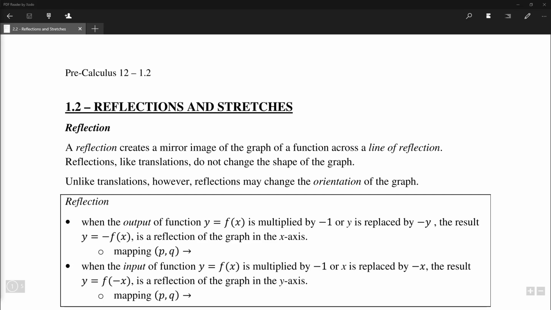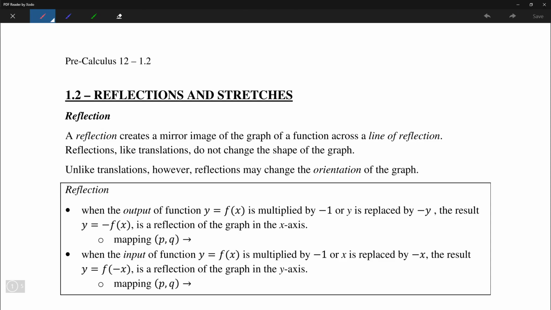Hello everyone, so today we're going to go over section 2.2, reflections and stretches. So reflections create mirror images of graphs over some line of reflection, usually the x or y axis. So like translation, they do not change the shape of the graph, but unlike translation, they may change the orientation of the graph.